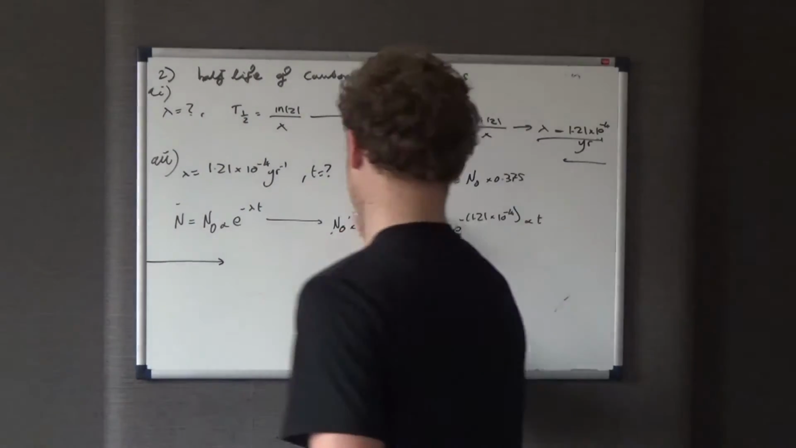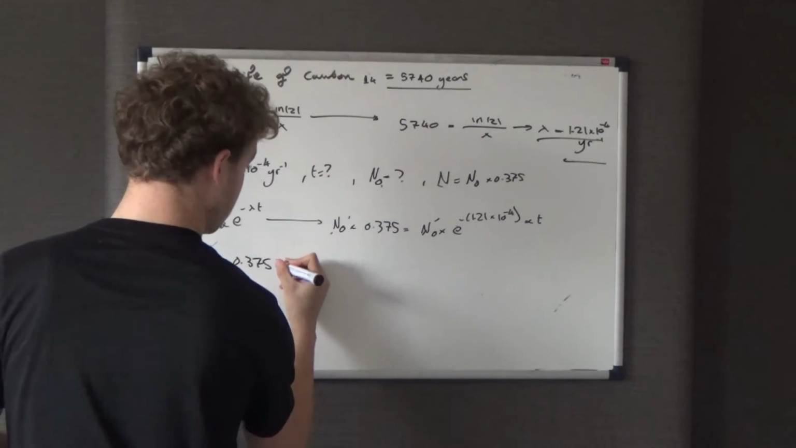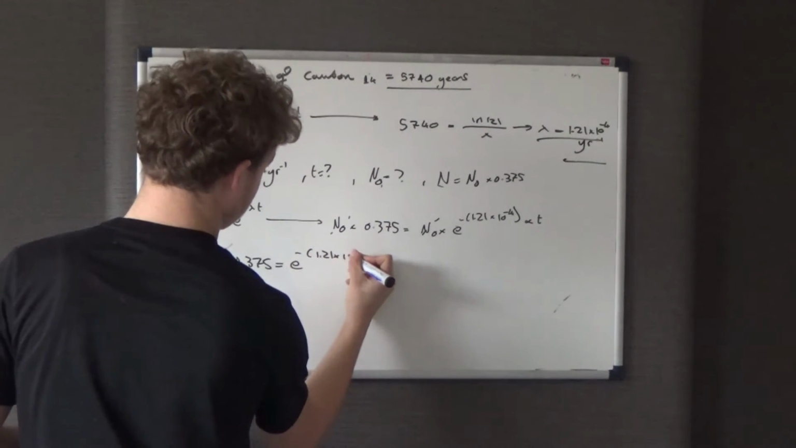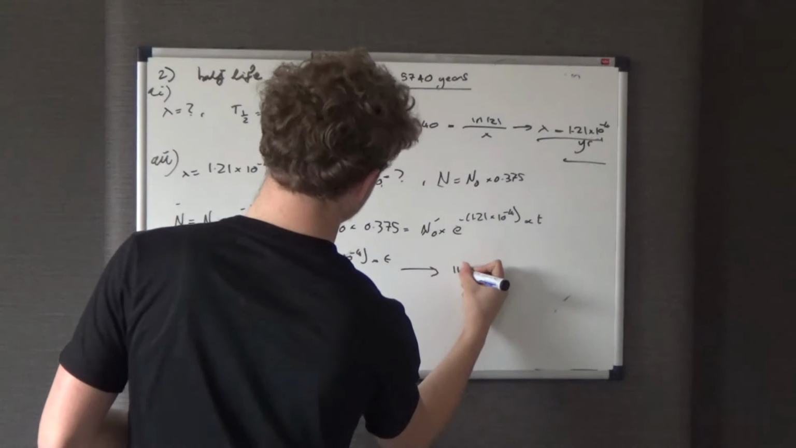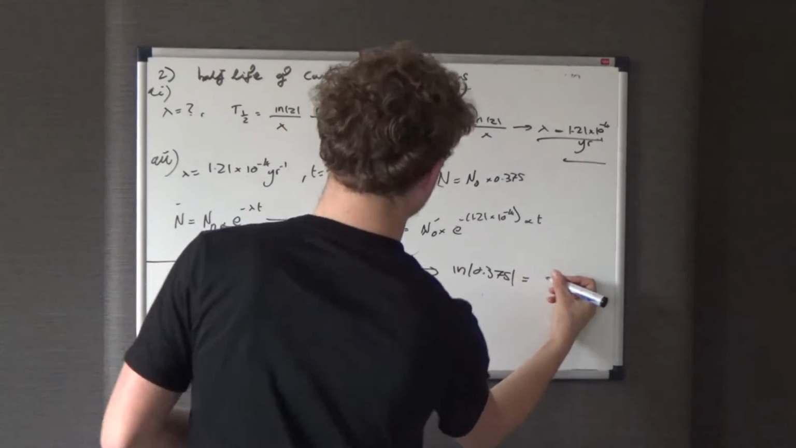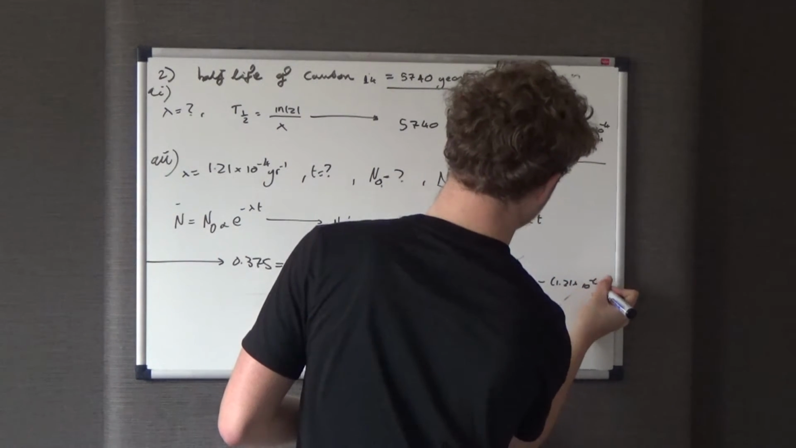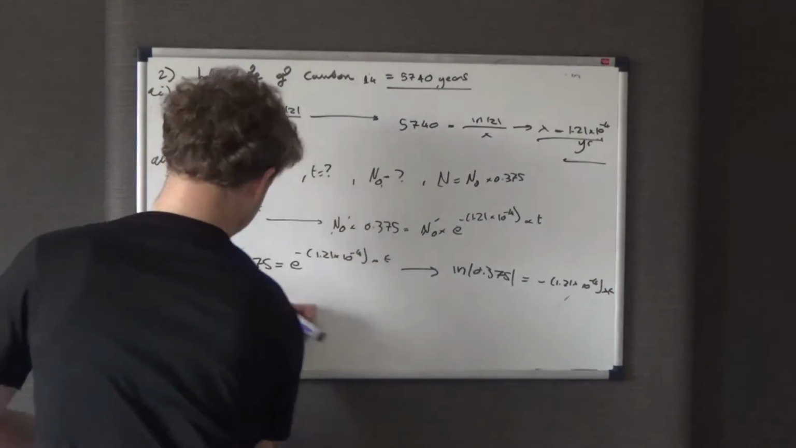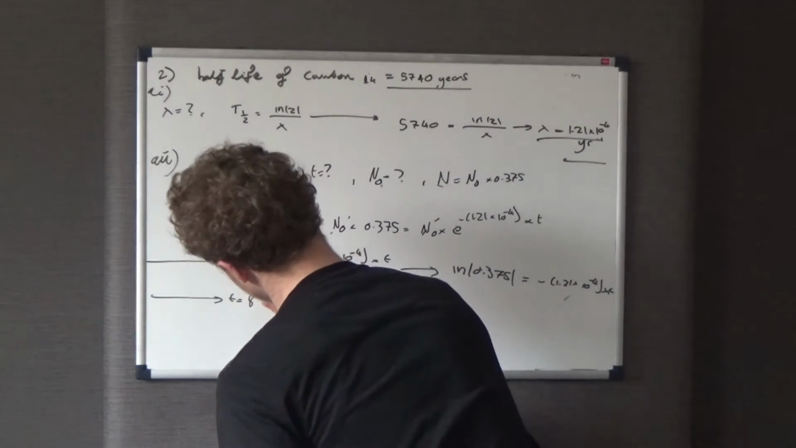So we can cancel out the N naughts, and we get 0.375 is equal to e to the minus 1.21 times 10 to the minus 4 times t. Take ln of both sides, so ln of 0.375 is equal to minus 1.21 times 10 to the minus 4 times t. Rearrange to get t, and you will get t as 8,106 years.